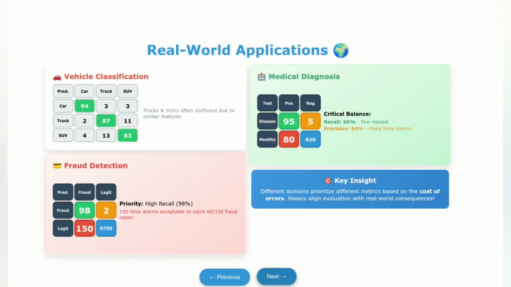Let's look at a real image classification problem. Here's a confusion matrix from a model trained to classify different types of vehicles. Notice how the model confuses trucks and SUVs more often. This makes intuitive sense as they share similar visual features. Fraud detection. In fraud detection, we care more about recall for fraudulent transactions. We don't want to miss any fraud cases, even if we have some false alarms. Medical diagnosis. In medical applications, the cost of false negatives, missing a disease, is typically much higher than false positives, false alarms, so we optimize accordingly.